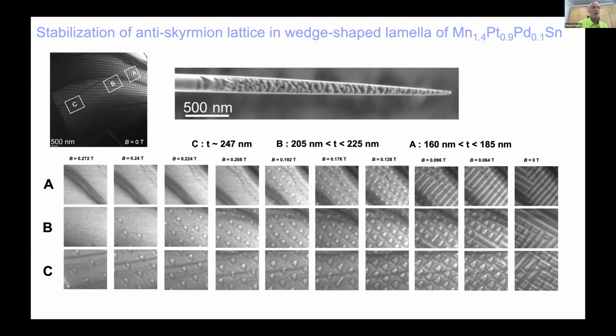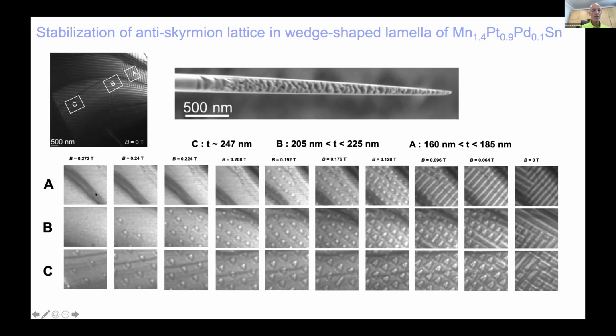On the left-hand side, you can see a Lorentz micrograph. And what you see now in the regions A, B, C, which have slightly different thicknesses, is that in low field, here in zero field, we don't see the anti-skyrmions. We see this helical texture. So if you look in the row of images from A, first we apply a large field, 0.27 Tesla, and for A we see nothing. And in C, which is thicker, we can still see some anti-skyrmions.